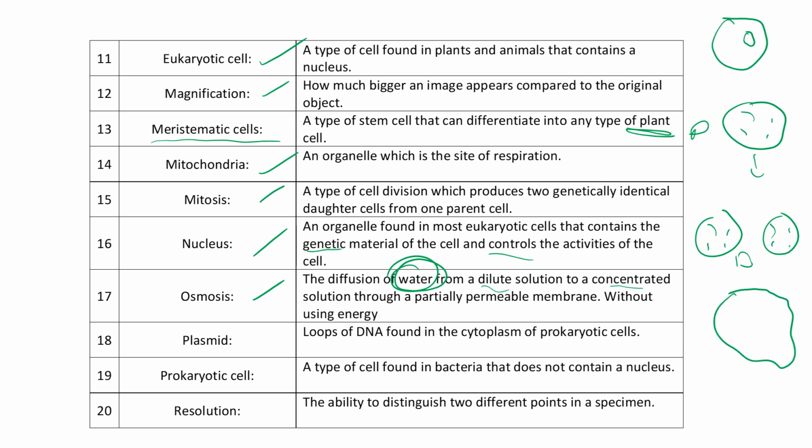A loop of DNA found in the cytoplasm of prokaryotic cells. So there's a prokaryotic cell. So instead of having a nucleus, even though it looks like it when I draw it, that's not a nucleus. It's a loop of DNA on its own, plasmid. A type of cell found in bacteria that does not contain a nucleus, prokaryotic.